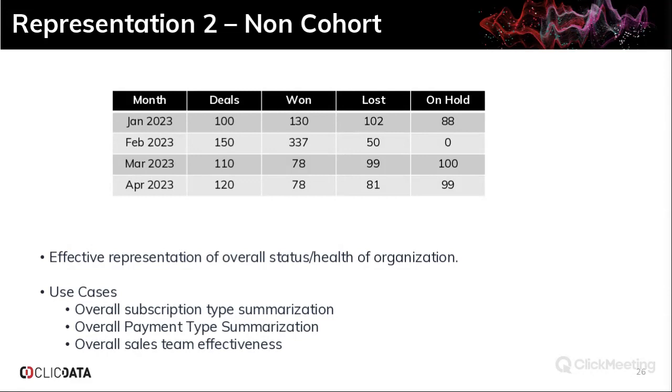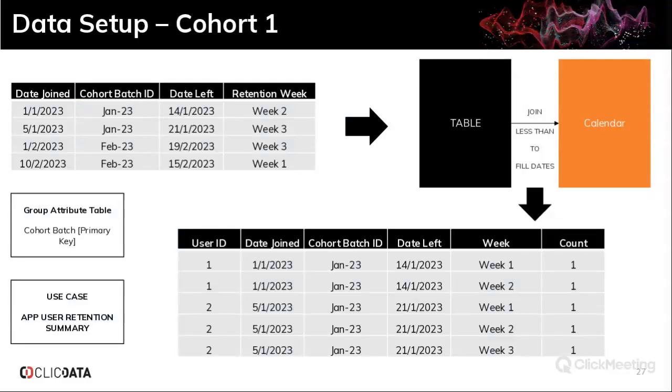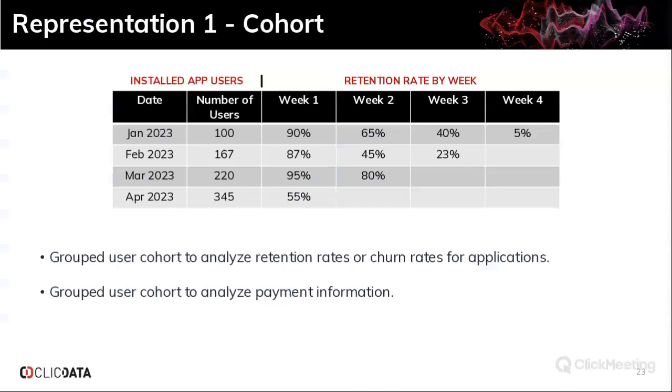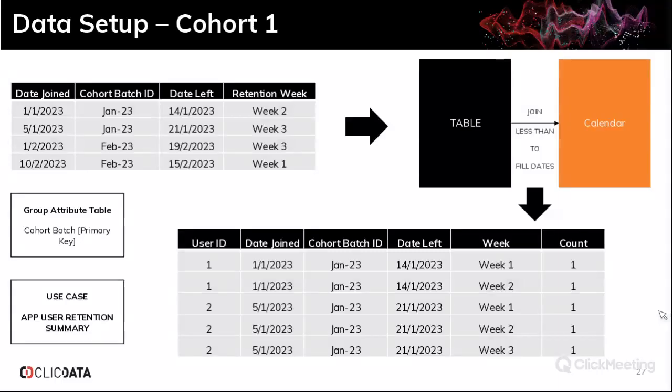Let's try to see how you can structure the data to effectively show that representation. The first example that we had, I'll just open that slide again. Here we have the number of users that installed an app in a particular month, and we would like to see retention by week. Your usual transactional data might not have a row for each week. It will typically have, this is the date the user joined, this is the date that they left. So this is how a transactional data might look like, the left top table.